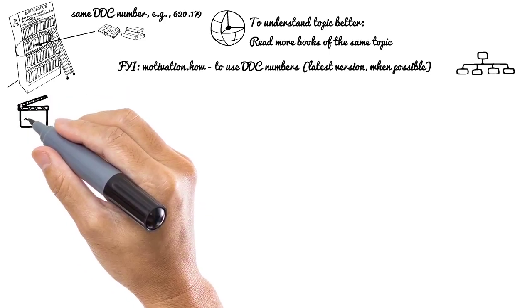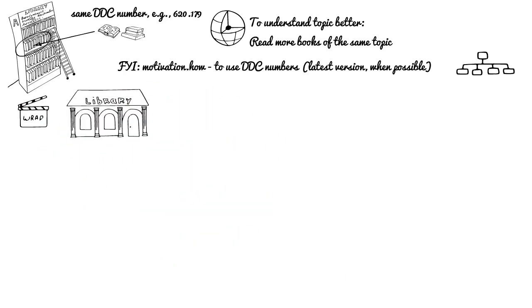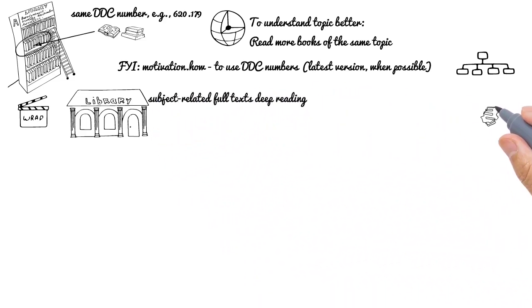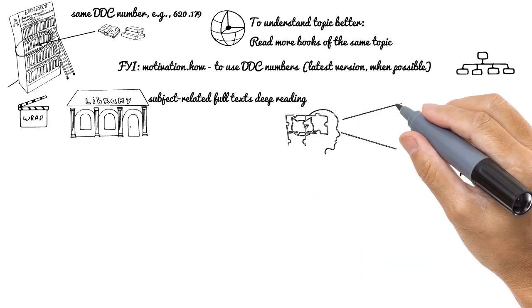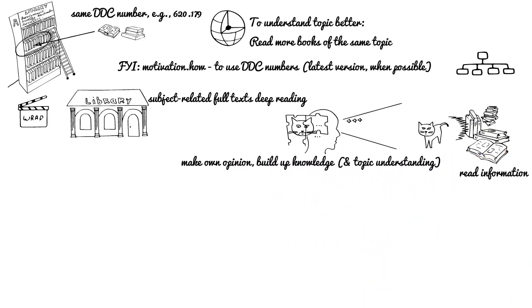Let's wrap up what we have discussed in this video. Libraries are a good source of free access to full texts of books. With access to books shelved by subject, you can do focused examination of subject-related full texts. That would allow you to read information, make your own opinion, and build up knowledge and understanding of a topic. Books or book-length texts are important formats for learning at the higher levels to achieve detailed level of understanding.